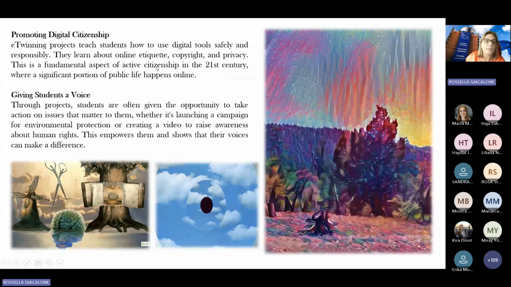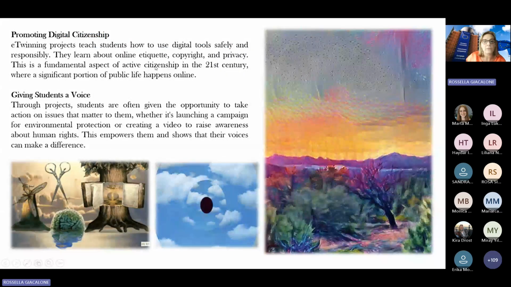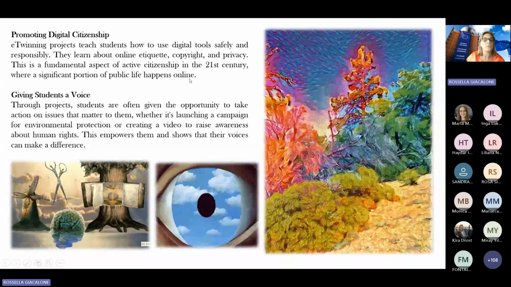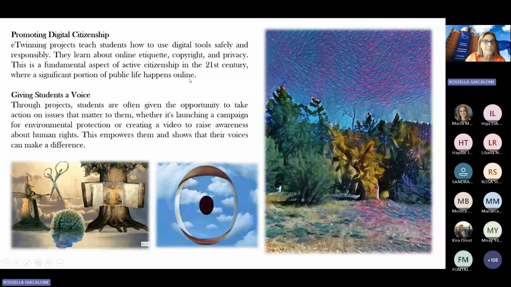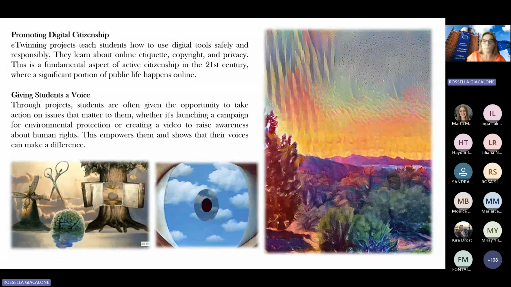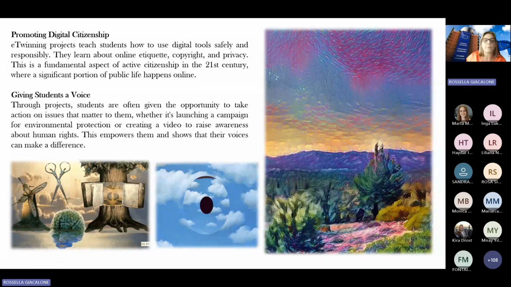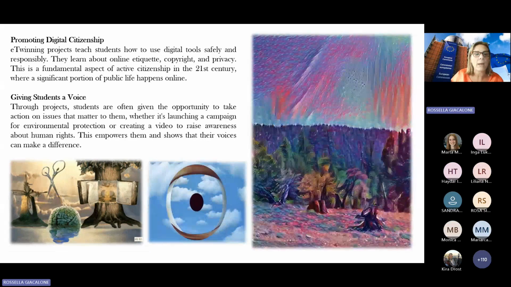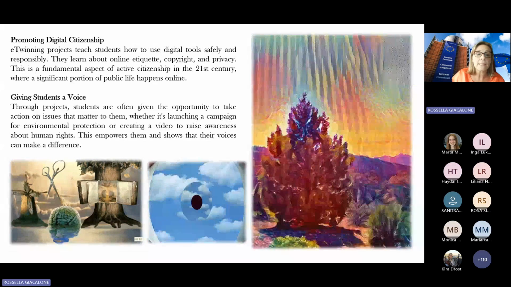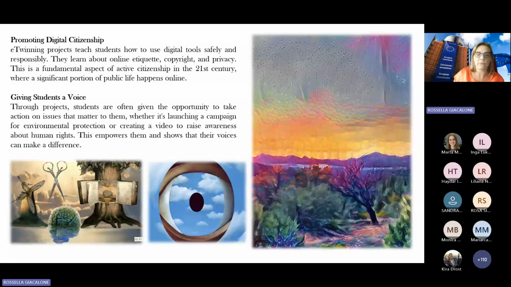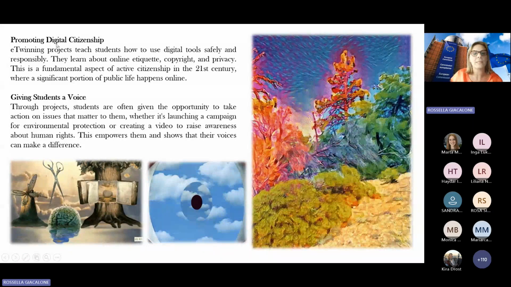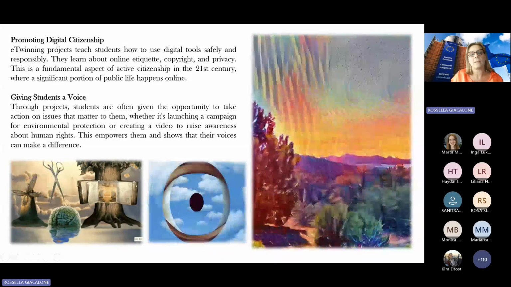Another important point is promoting digital citizenship, because our eTwinning projects teach students how to use digital tools safely, because we have to consider security, and with responsibility. Students can learn about online ethics, copyrights, and privacy, and it is a fundamental aspect of active citizenship if we consider our century, our year, with a significant portion of our public life online.